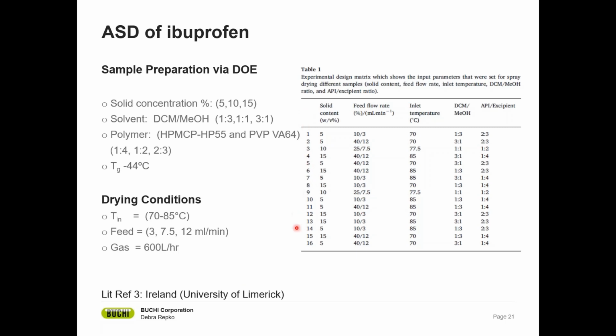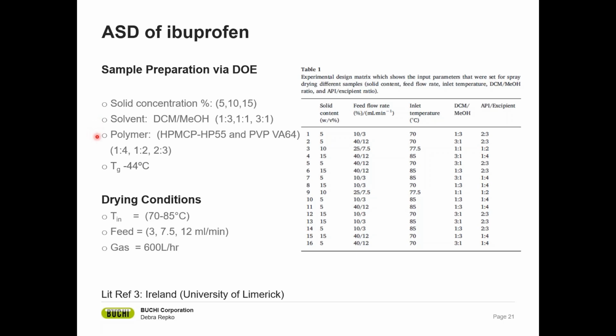So they did a DOE where they have 16 runs and basically a 2 to the 5 factorial. They're using ibuprofen as a model drug because it has a very low Tg and therefore is highly crystalline. So through the act of spray drying, they want to convert this to an amorphous form. They altered the solid concentration from 5 to 15%. They used a co-solvent system to get everything dissolved, both DCM and methanol.